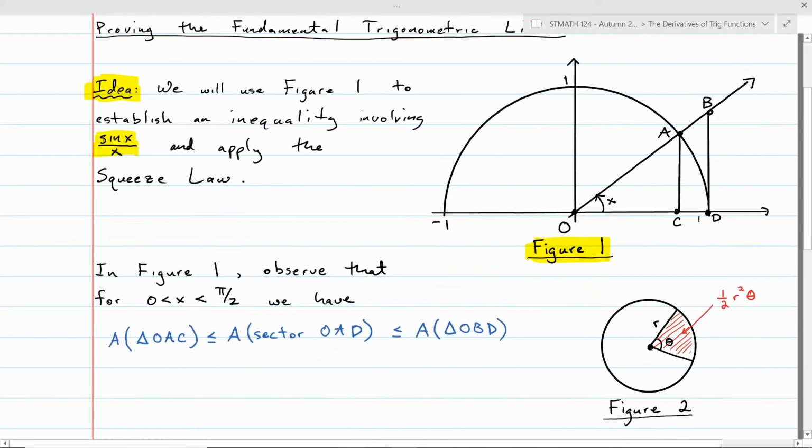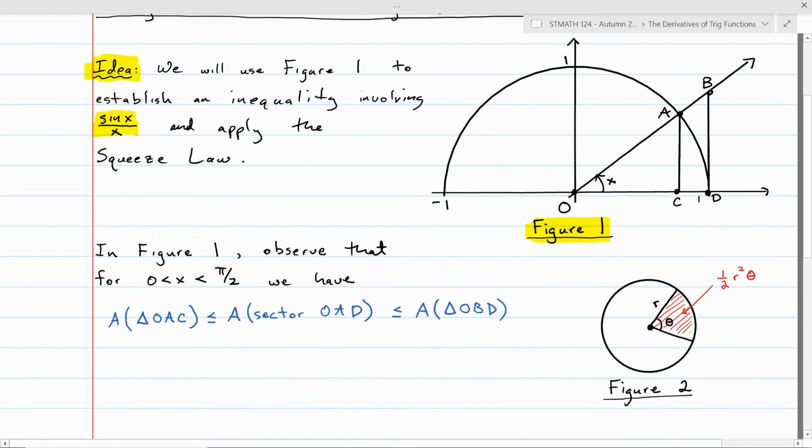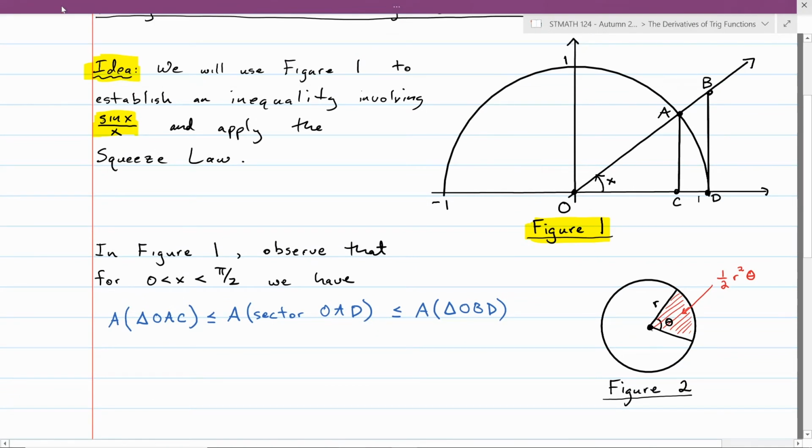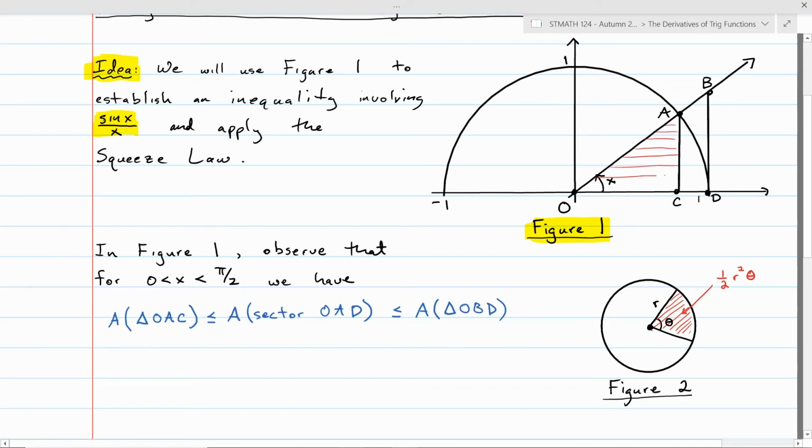So put your eyes on figure 1 for a moment. There are 3 geometric things that are related to one another there that I want to draw your attention to. The first one is the triangle OAC. So let me shade that here in red. That'd be like this triangle here.